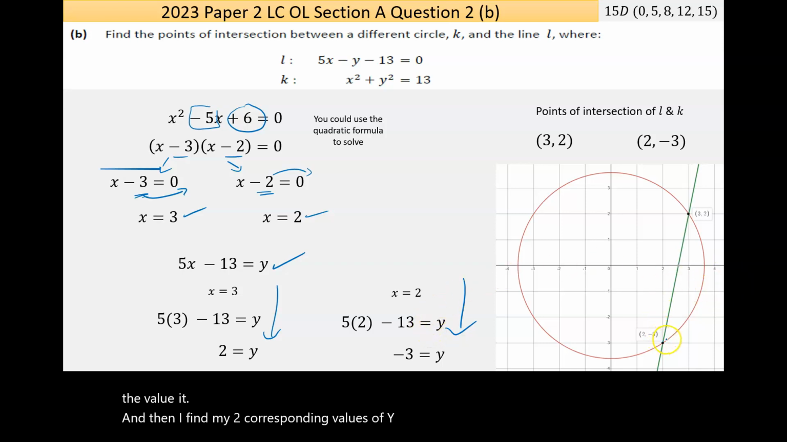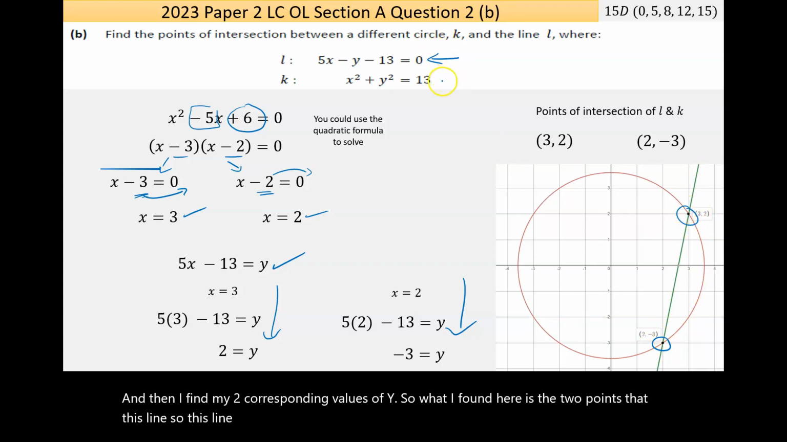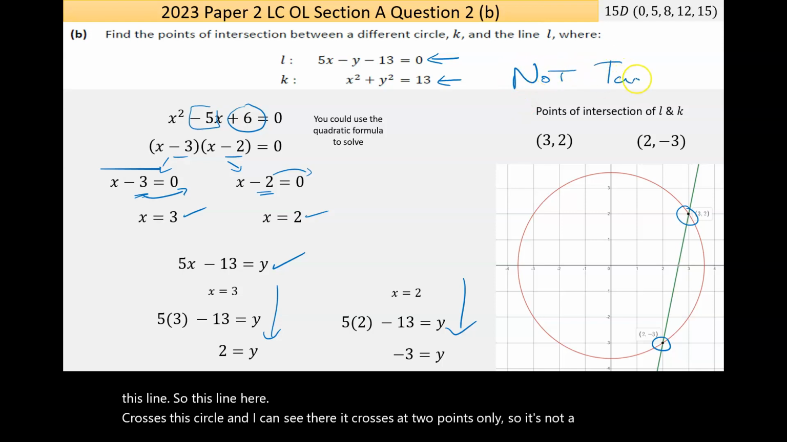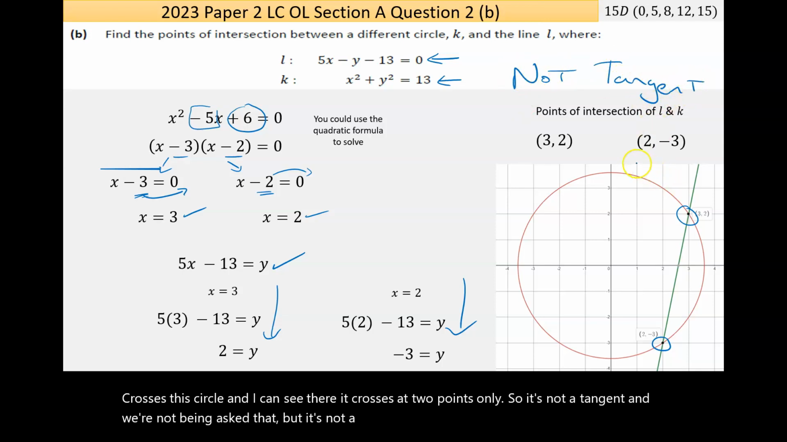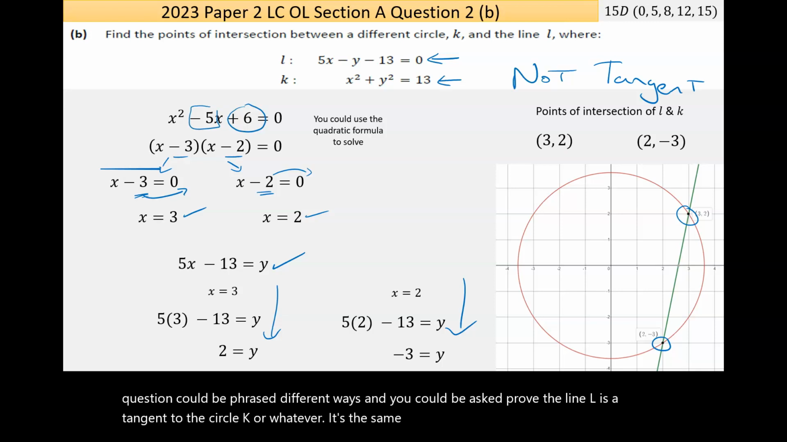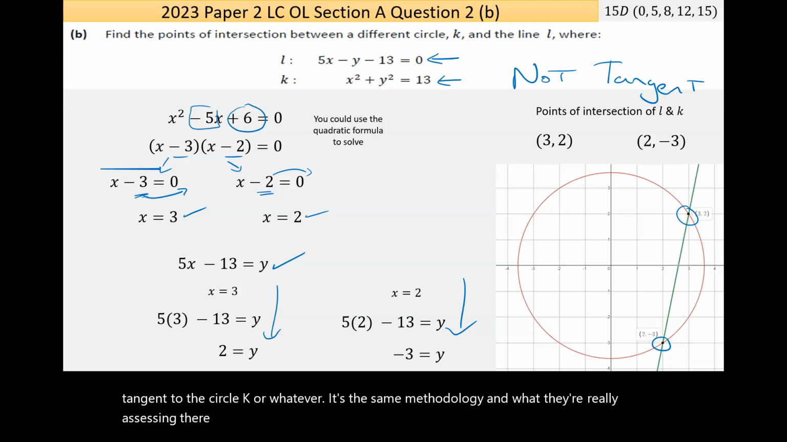So what I found here is the 2 points that this line crosses this circle, and I can see there it crosses at 2 points only. So it's not a tangent. Now, we're not being asked that, but it's not a tangent. It's a chord. Okay. Now, the question could be phrased different ways, and you could be asked, prove the line L is a tangent to the circle K or whatever. It's the same methodology, and what they're really assessing there is simultaneous equations. Okay. And in this particular situation, they are assessing the substitution method of simultaneous equations.